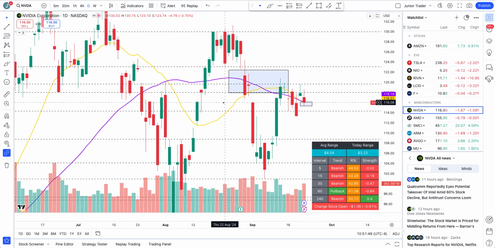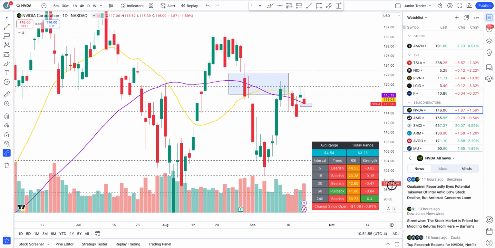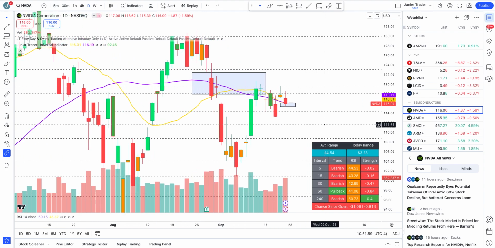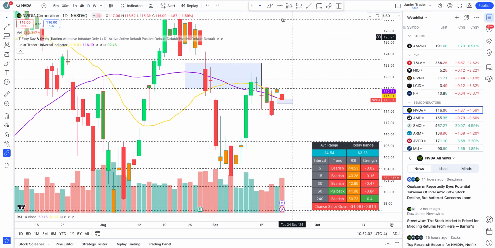All right, so let's get back over here and let's start off with the easy day and swing trading tool, structure. As you can see, 3 days ago, we broke the structure here. You can see we are red. On the daily interval, yes, we did try to go up, but overall the structure didn't turn bullish. We still had a negative sentiment.